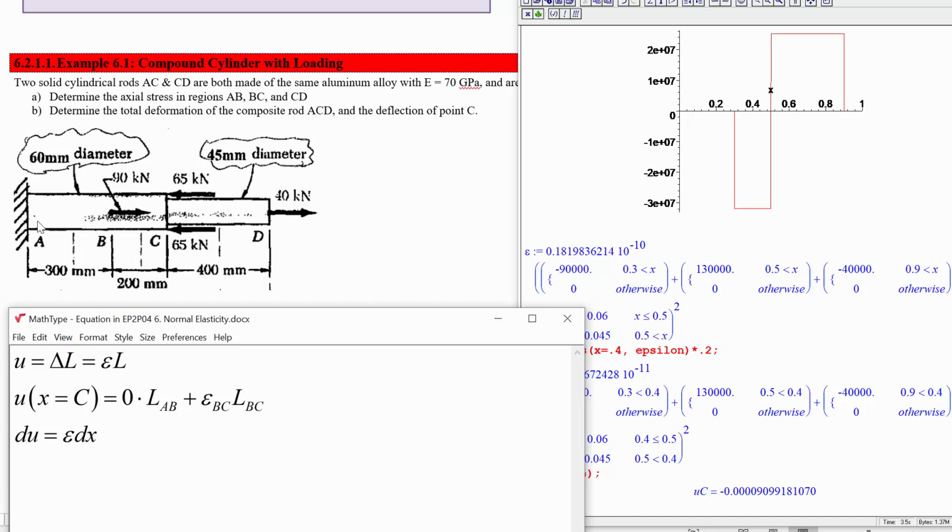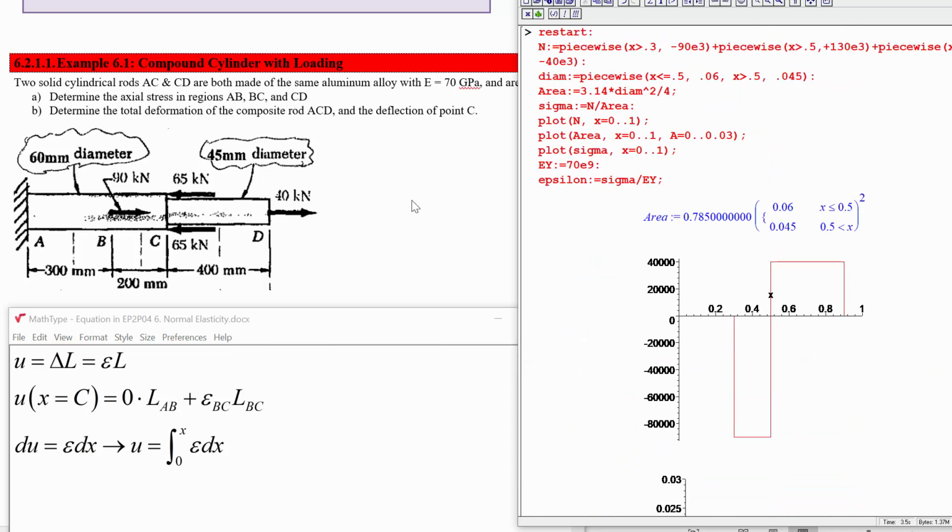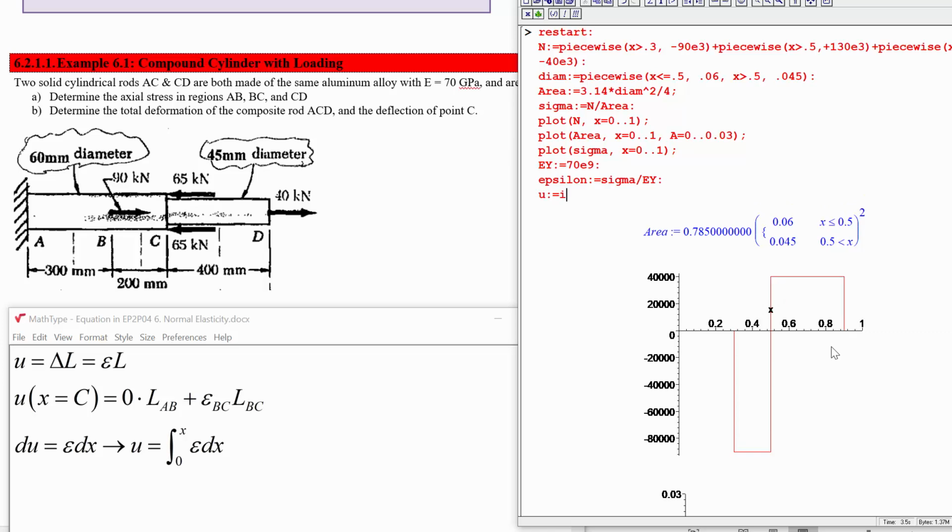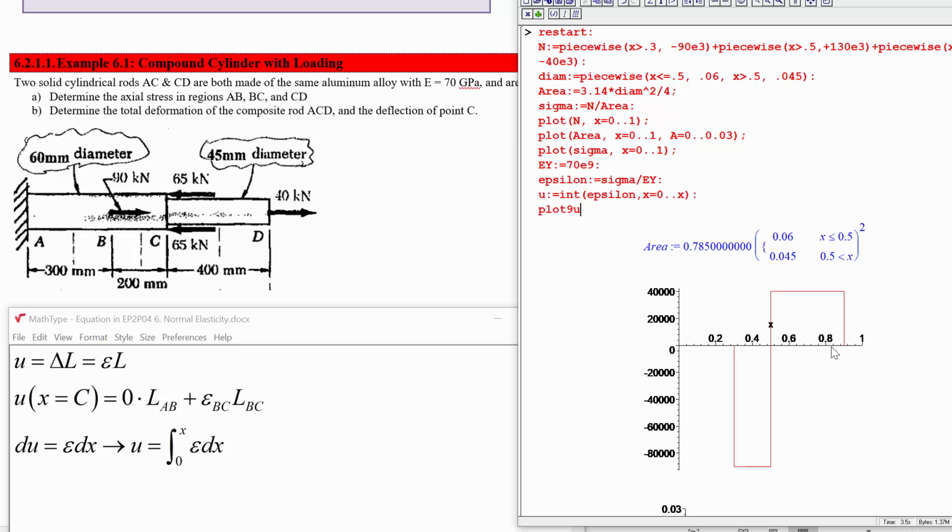So if we break it up into a bunch of little pieces, dx, then we can see the little bit of extra displacement that comes from that is the strain there times dx, which then lets us find out what the total displacement is at some point by integrating epsilon dx from 0 to x. Okay, well let's try that then. How about we write out what u is as the integral of epsilon from x is 0 to x, and then we plot that from 0 to 1.